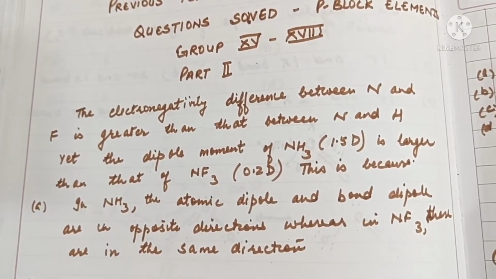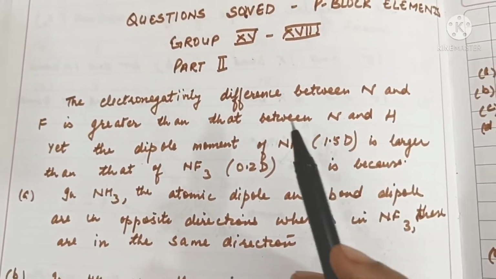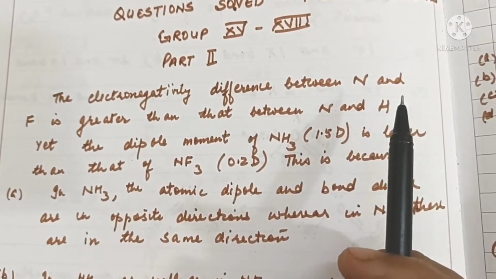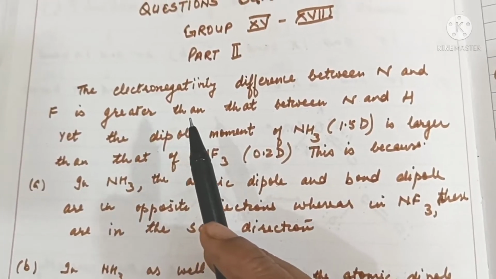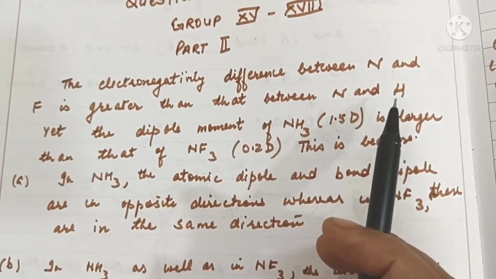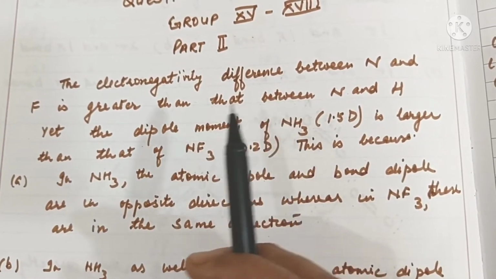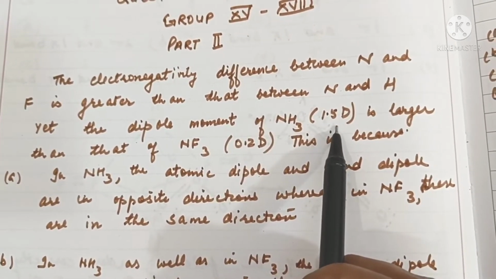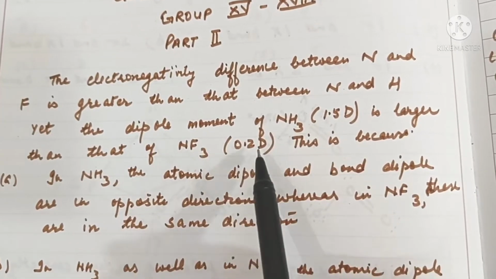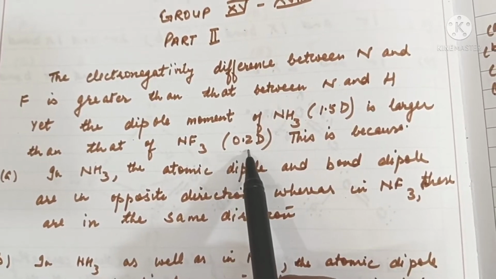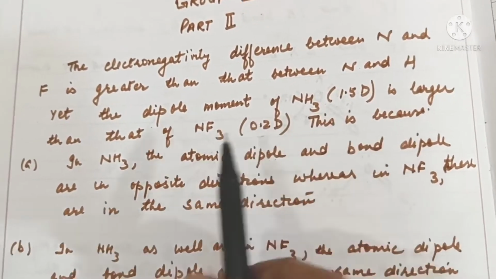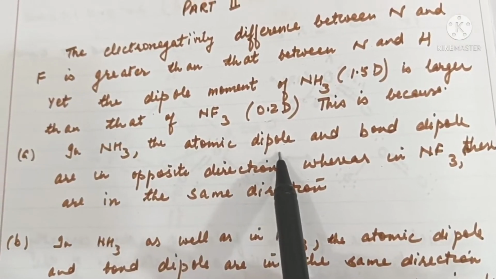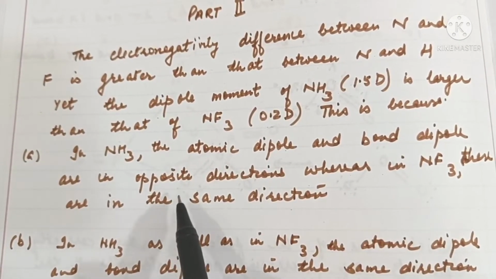So let's begin. The electronegativity difference between nitrogen and fluorine is greater than that between nitrogen and hydrogen. Yet, the dipole moment of NH3, 1.5 D, is larger than that of NF3, which is only 0.2 D. This is because in NH3, the atomic dipole and bond dipole are in opposite direction.